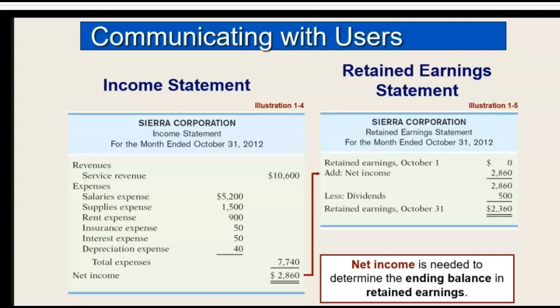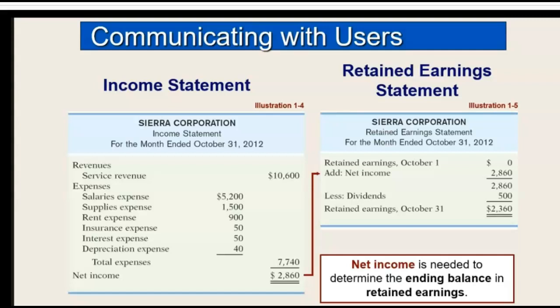Now, they started off October with no revenue or no earnings because the company only started October 1st. So the shareholders have not earned anything. Now we add the earnings achieved during the month of October, 2,860. So in total, the earnings that belong to the shareholder, they're called retained earnings, 2,860.